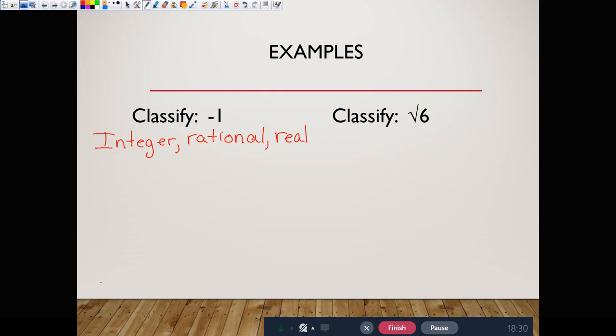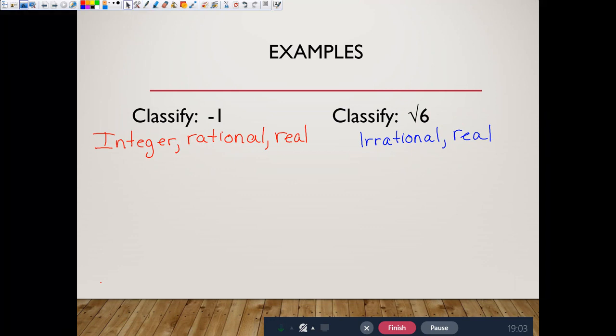Yes. Do you want to see what the next one is? Irrational. It is irrational because if you find the square root, it's not a perfect square. If it's not a perfect square, it's irrational. Okay? So it's irrational. But all of them are real. Okay?